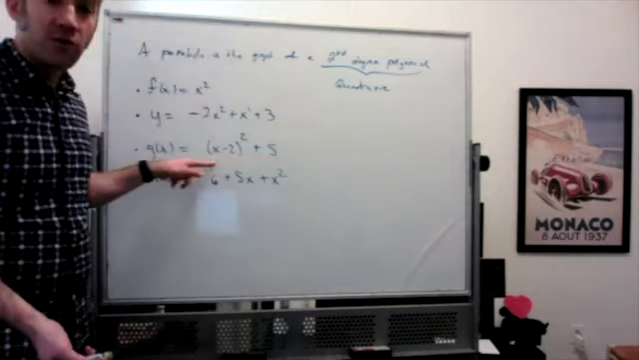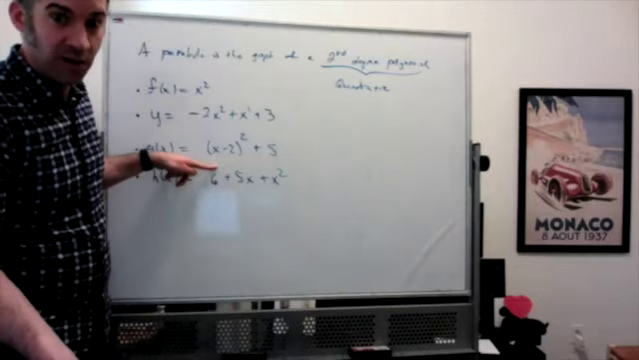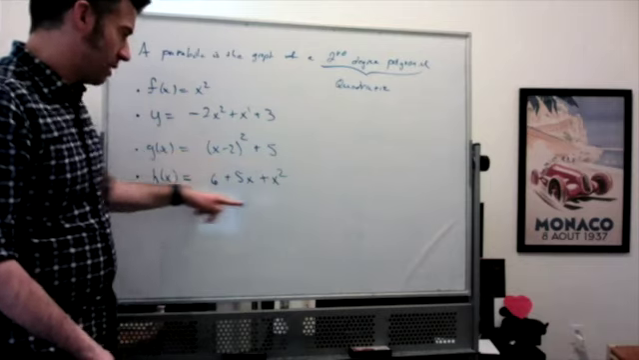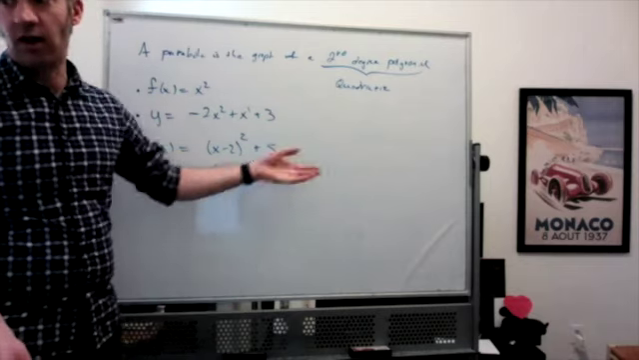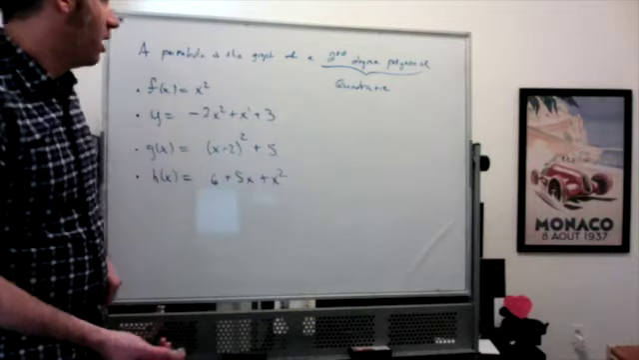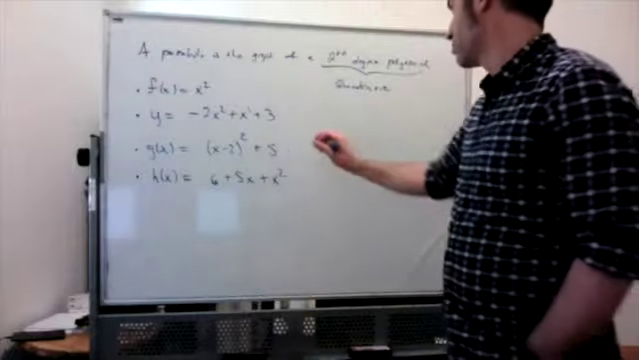Here also, if you multiply it out, which I'm not going to do, the highest power of x would be x to the second power. Same deal here. Highest power of x is x to the second, and all the other powers are non-negative integers. And the list goes on, right?